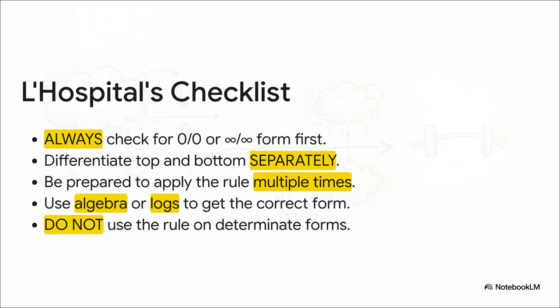I'm going to say it again. This is not the quotient rule. Third, be ready to apply the rule more than once. Fourth, use algebra or logs if you have to create that fraction form. And last but not least, if the limit is already determinate, just stop.